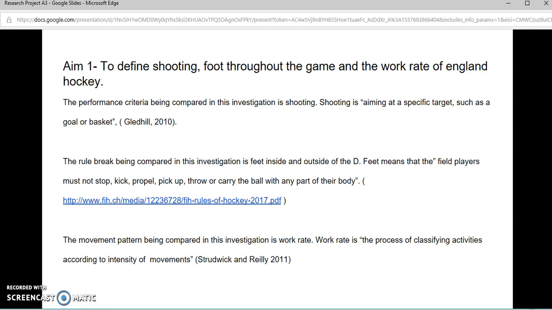So my first aim was to find definitions of the performance criteria, which were shooting, rule breaking, so shooting was the first definition, rule breaking in hockey, which I decided was going to be feet, this is inside and outside of the D, and lastly it was the work rate of the player in the England team. As you can see, I found 3 definitions which are suitable for each factor I was analysing, and I found them on Google and or in a book chapter.